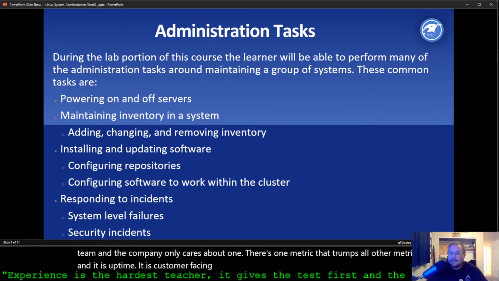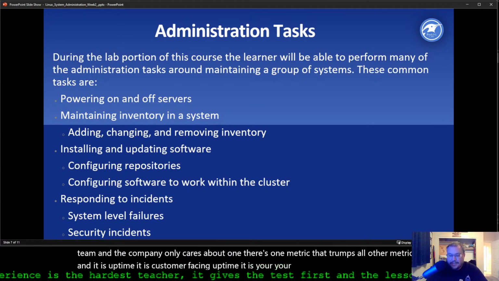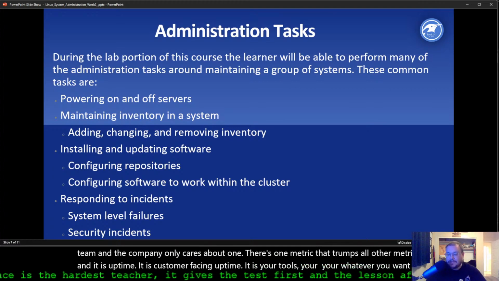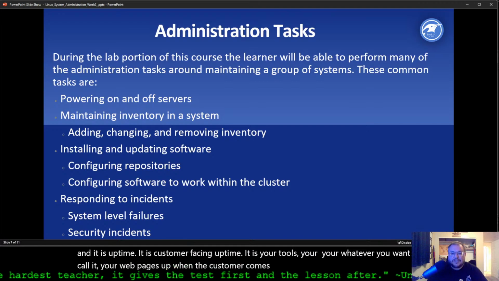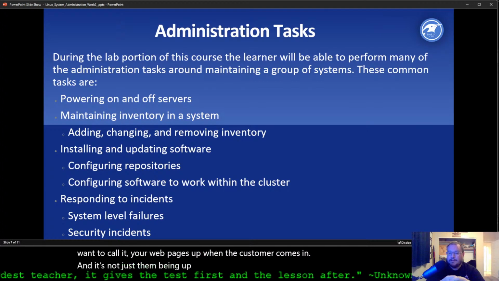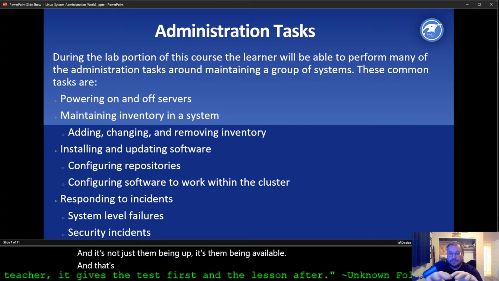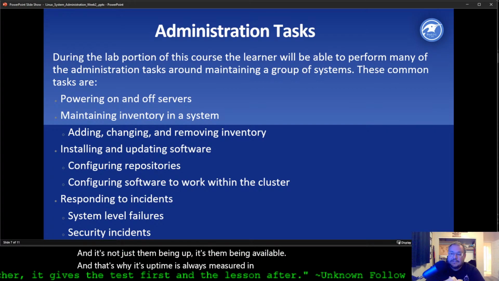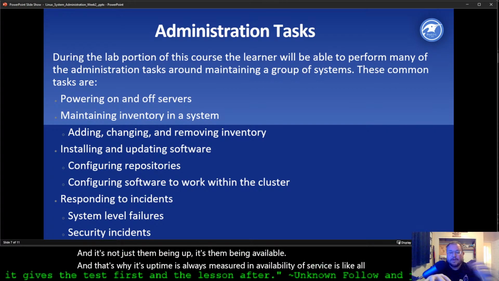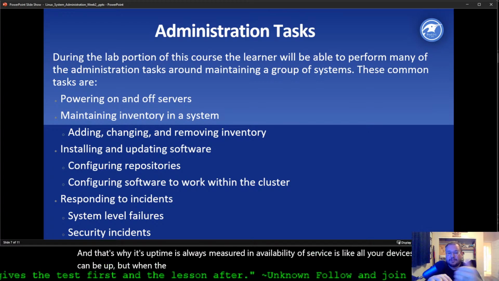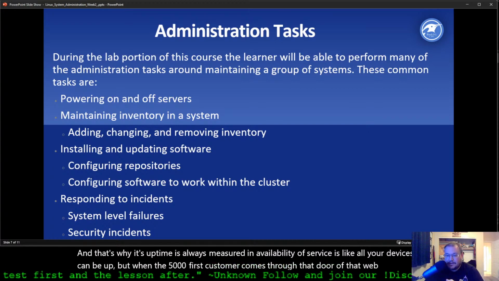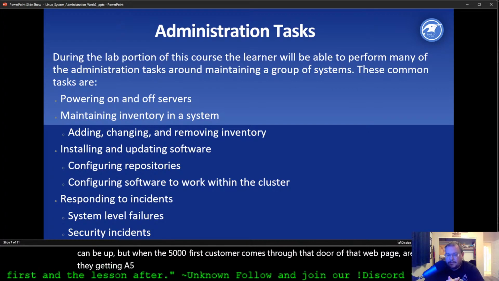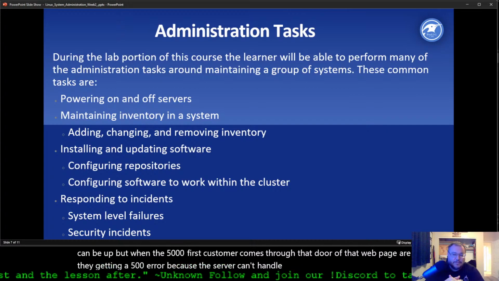It is your tools, your web page is up when the customer comes in. And it's not just them being up, it's them being available, and that's why uptime is always measured in availability of service. All your devices can be up, but when the 5,000th customer comes through that door of that web page, are they getting a 500 error because the server can't handle it? That's a problem, right?